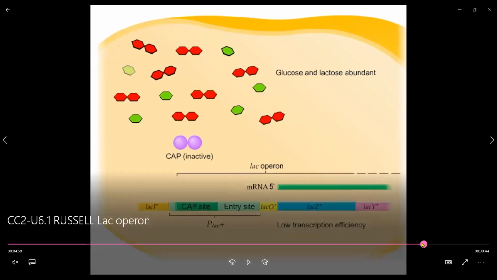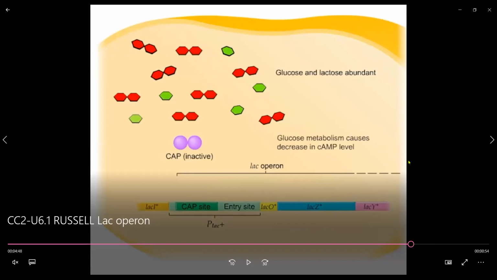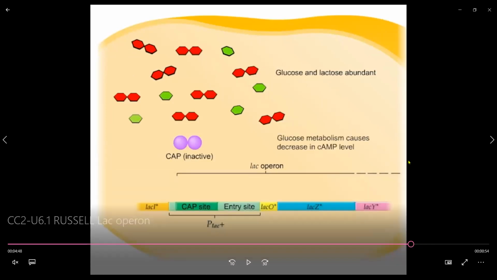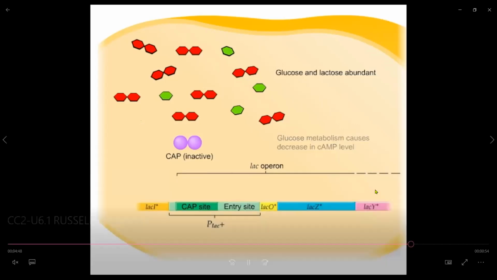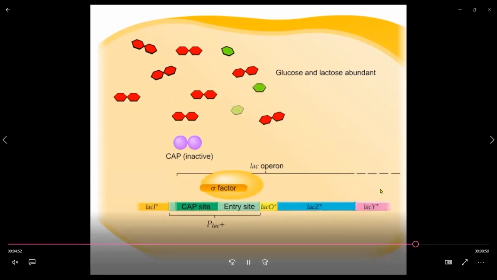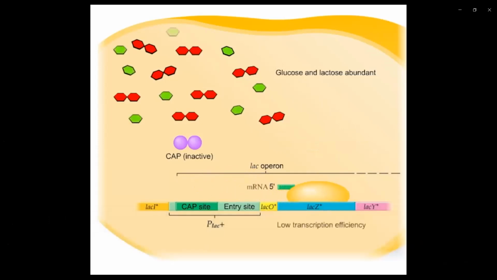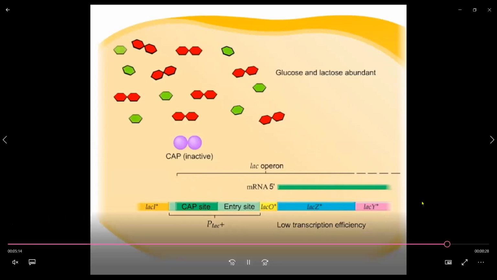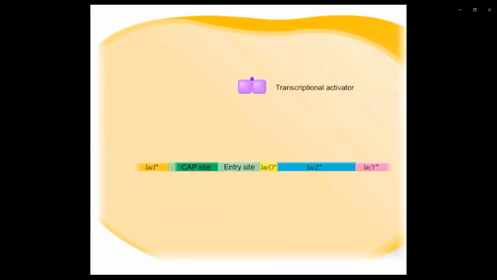So let's go over that once more. Slow transcription efficiency. See, once glucose is exhausted, then only cyclic adenosine monophosphate forms. So it is the amount of glucose present in the cell which actually at times determines how fast the Lac Operon will operate, how fast the transcription of the Lac Operon will take place.